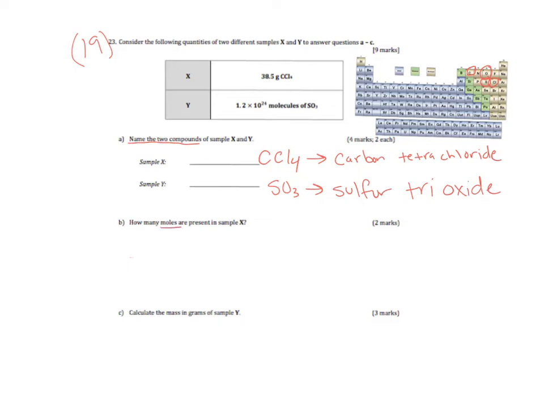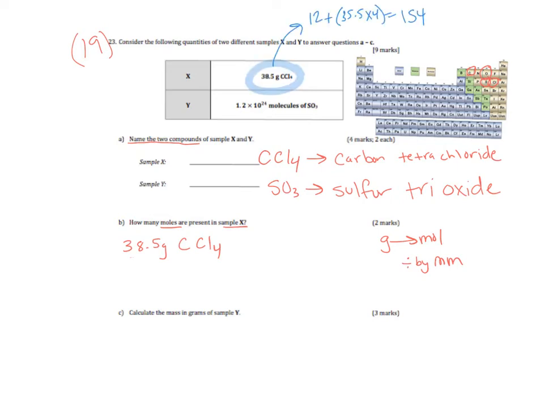Part B, how many moles are in sample X? Do you remember how to change gram to mole? We should divide by molar mass. 12 plus 35.5 times 4 is 154. So the molar mass is 154 grams per mole. All right, now start simplifying. You will get 1/4, which is 0.25 moles.